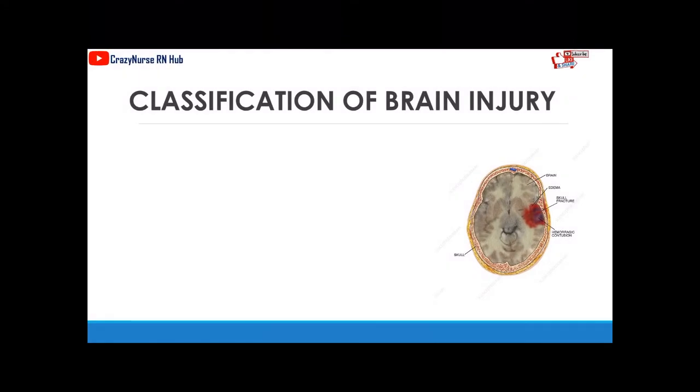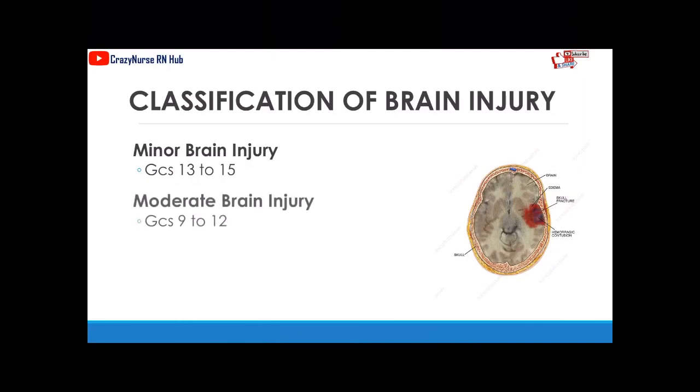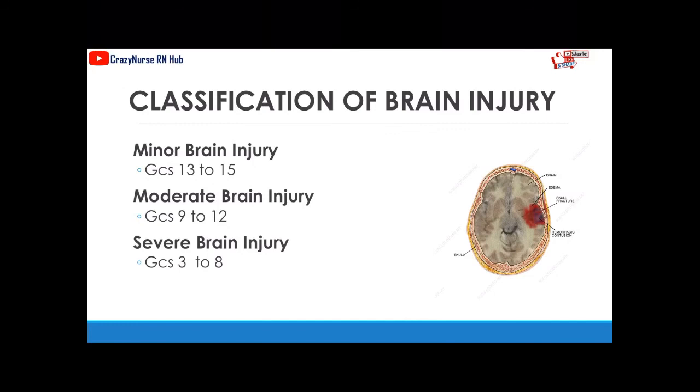Now let's proceed to the classification of your brain injury. So it is classified as minor brain injury if the patient has a GCS of 13 to 15. For moderate brain injury, we have GCS 9 to 12, and for severe brain injury, we have GCS 3 to 8. So these are the three classifications of your brain injury.